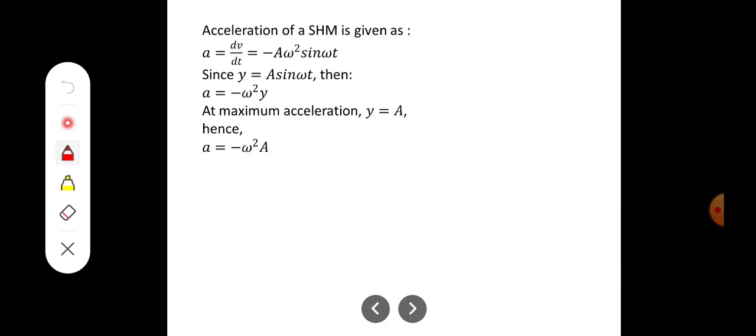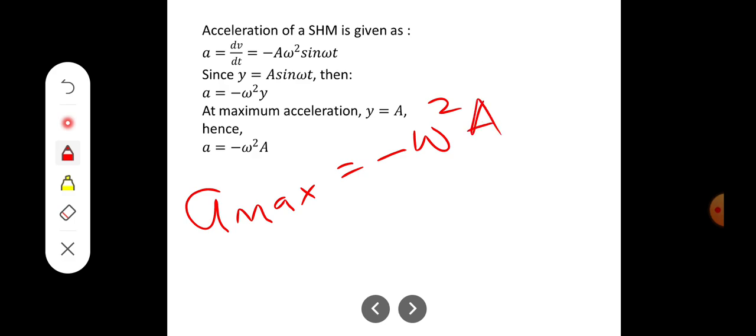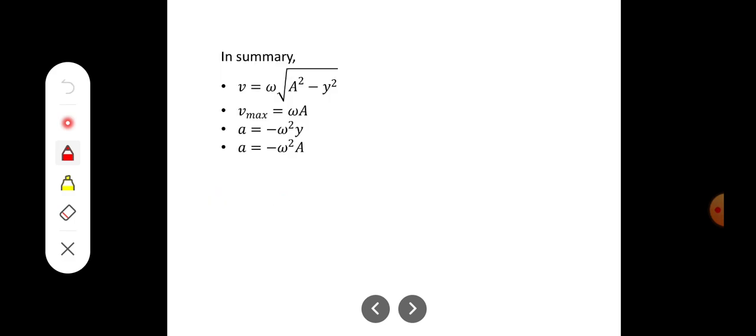That leads us to the acceleration of a simple harmonic motion. You get acceleration by differentiating the velocity, which gives minus a omega squared sine omega t. Since y is a sine omega t from previously, the acceleration a is equal to minus omega squared y. That's the formula for acceleration. At maximum acceleration, the displacement y is equal to a, so the maximum acceleration is minus omega squared times amplitude. Please let us remember that.